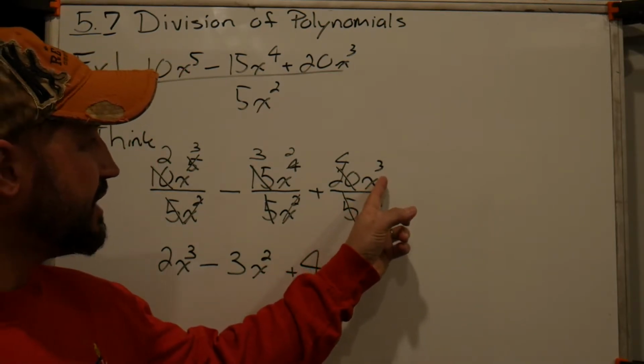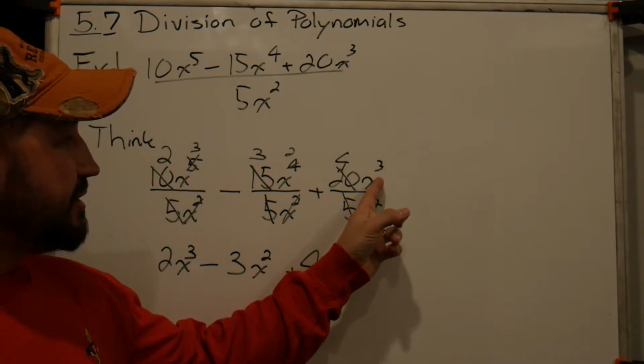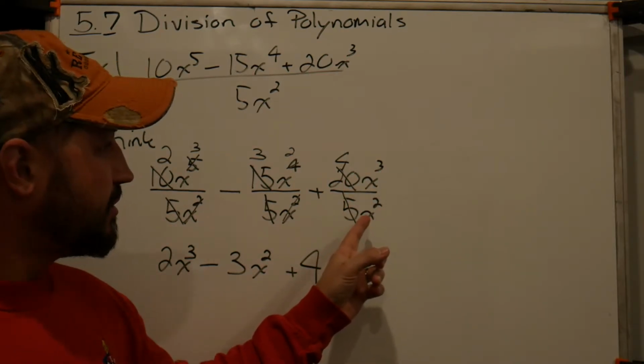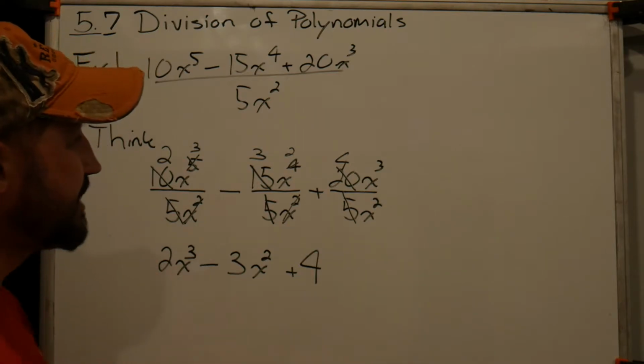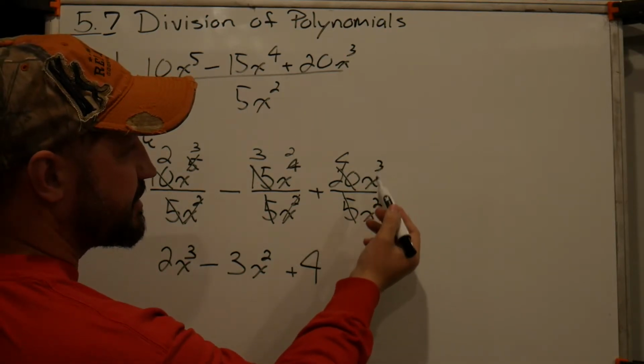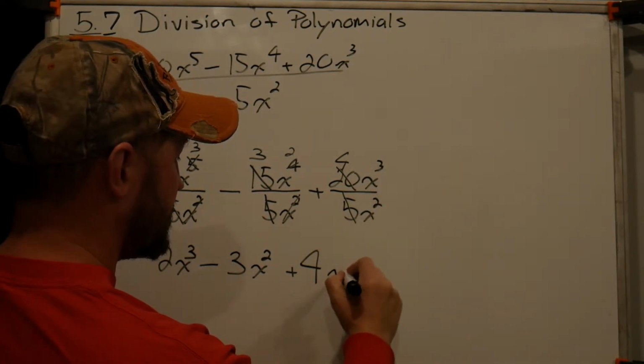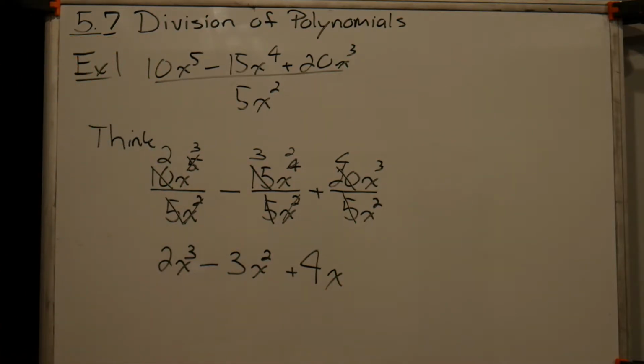Now remember what I talked about a while back. When we have variables with exponents on the top and bottom, all we have to do is take the difference and leave the answer where the bigger one is. Here, the bigger one's up top. The difference of 3 and 2 is 1. So I leave it there. So what I actually have is 2x cubed minus 3x squared plus 4x.